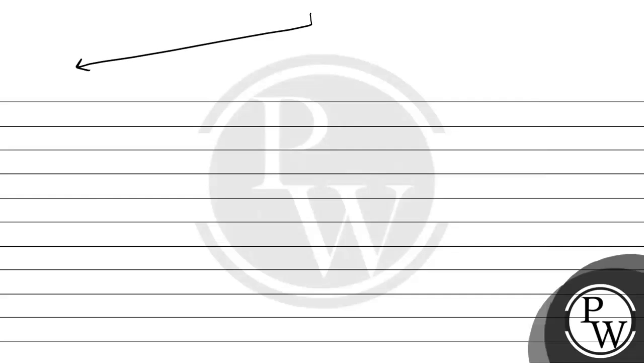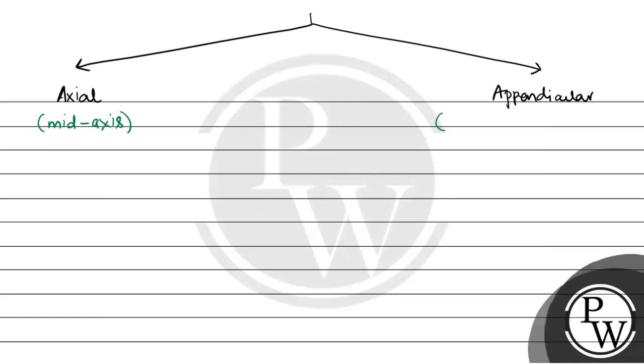System is further divided into two parts. First is the axial skeleton and second is the appendicular skeleton. Axial skeleton basically हमारे body का mid axis बनाता है. And appendicular skeleton, it forms the appendages along with the girdles. So the axial skeleton consists of the vertebral column. The vertebral column is composed of vertebrae.